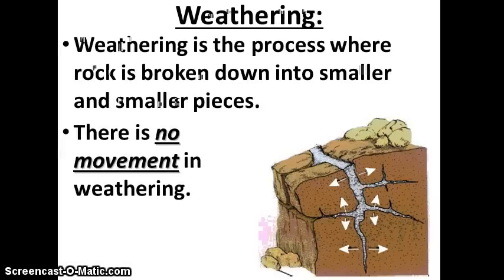Okay, weathering is the process where rocks break down into smaller and smaller pieces. There's no movement with weathering. That's just the breaking down of rocks. And they're giving us here an example of frost wedging. That's probably the main way in which rocks are going to get broken down.